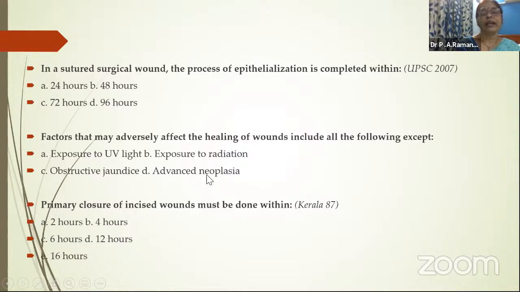Factors that adversely affect the healing of wounds include exposure to UV light, exposure to radiation, obstructive jaundice, advanced neoplasia. So all except. Radiation will not favor healing. Similarly, jaundice will not, and malignancy will not. So what is left is only exposure to UV light. We are all exposed to UV light. UV light is the sunlight. So the answer should be A.